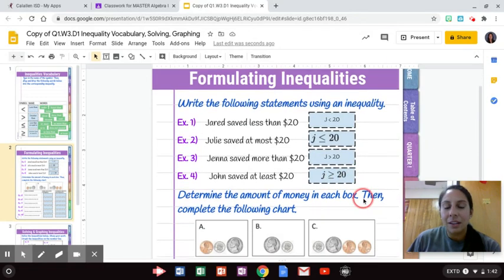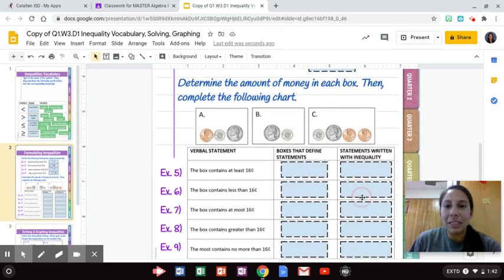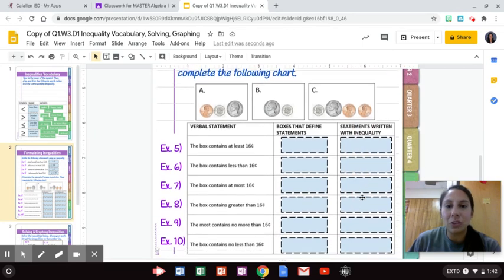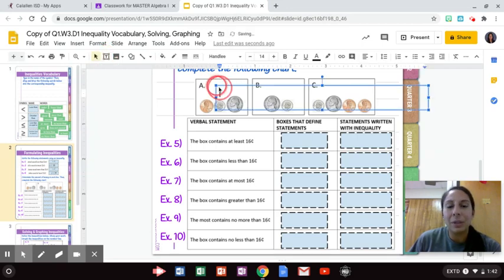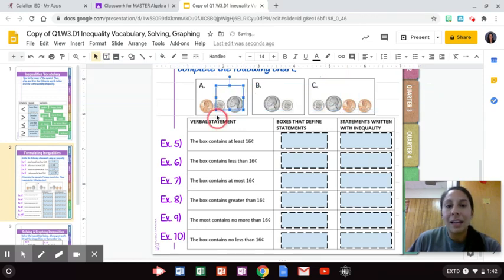For the bottom portion, it says determine the amount of money in each box, then complete the following chart. So you need to figure out how much money is in A, how much money is in B, and how much money is in C. Now, since there's no text box, you can go ahead and click here and just add your own text box. And we're going to just put how much money is inside the first box. So looking at box A, it has a dime, a nickel, and a penny. So that's 16 cents. So we're going to type in 16 cents. I'm going to do the same process for B and for C.